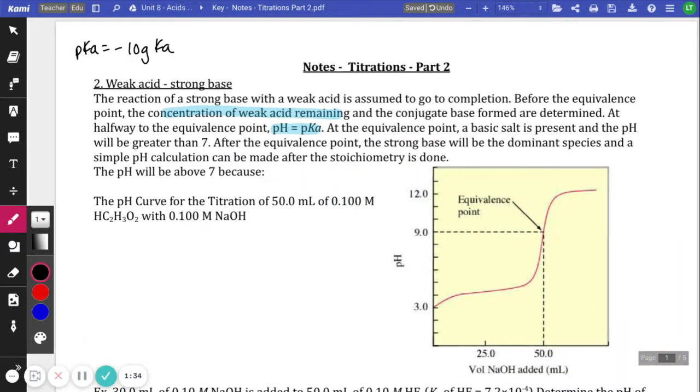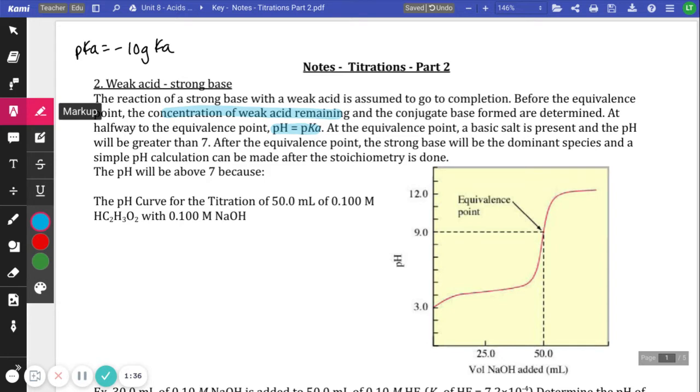At the equivalence point, a basic salt is present. So if we have the same amount of hydrogen and hydroxide, we will have a basic salt and the pH will be greater than 7 because we have that basic salt present.